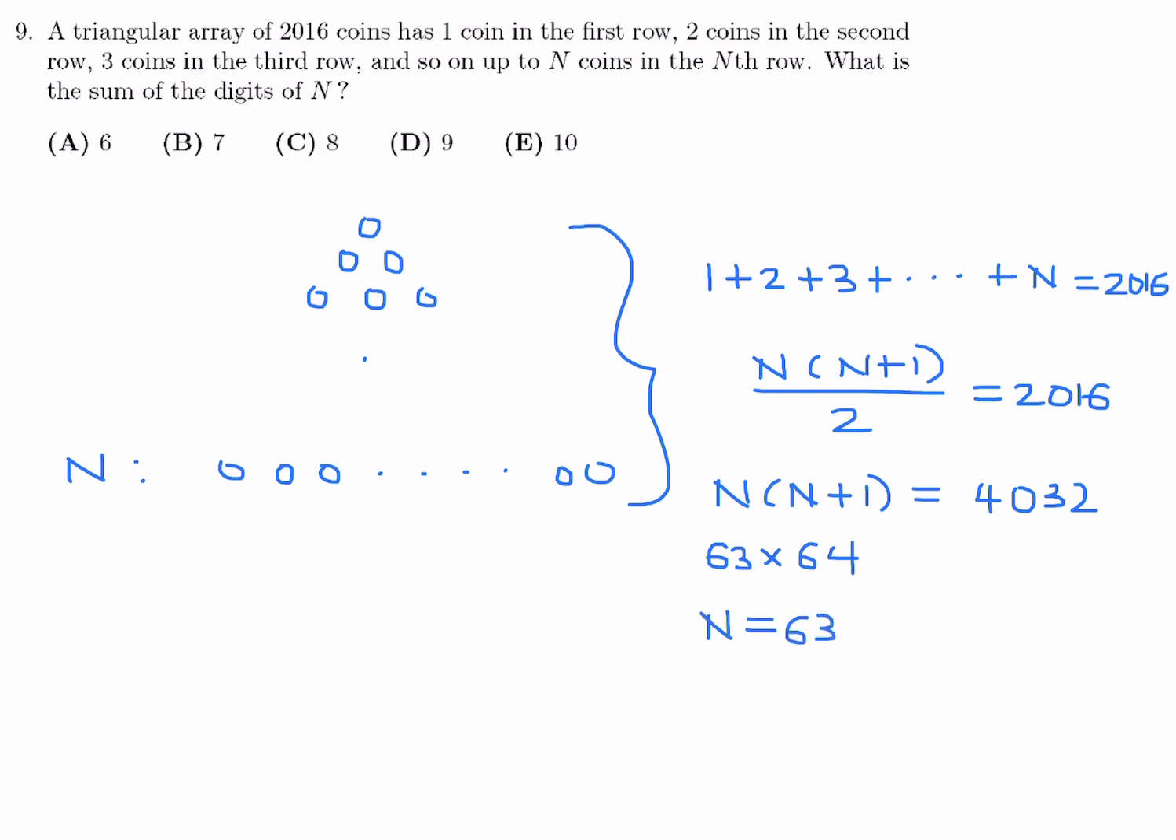And they don't want n, they want the sum of the digits of n. Okay, no problem. The digits are 6 and 3. The sum of those digits is 6 plus 3, which is equal to 9. So number 9, the answer is 9, and that's choice D.